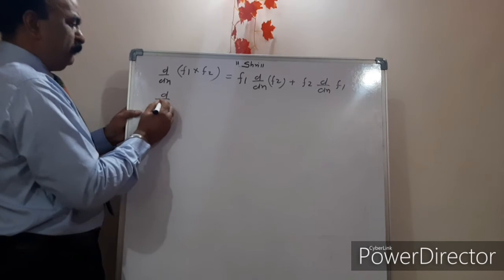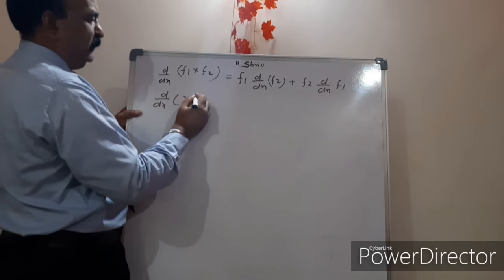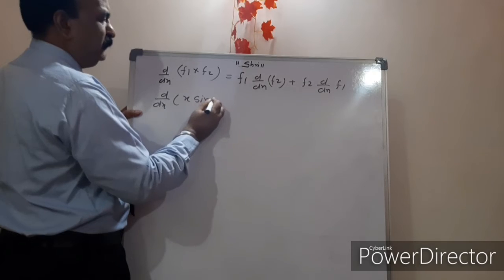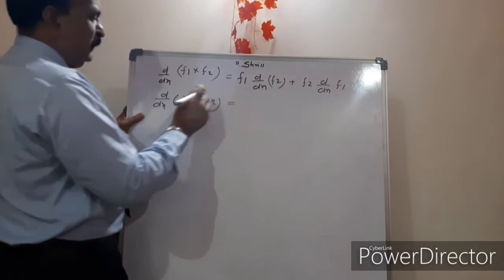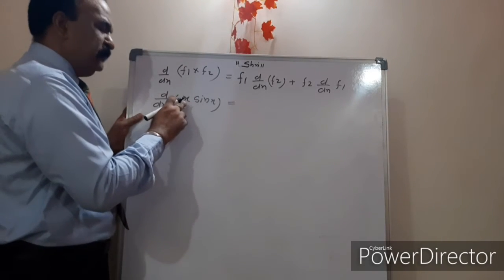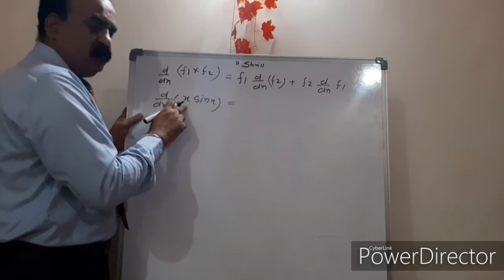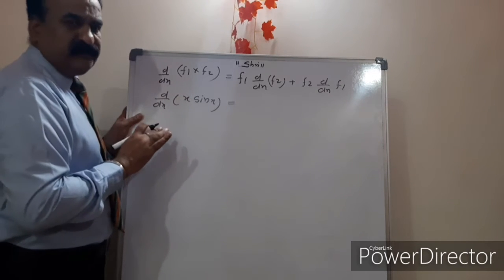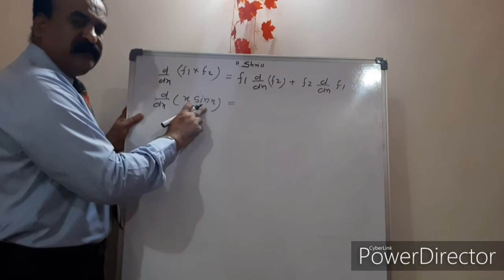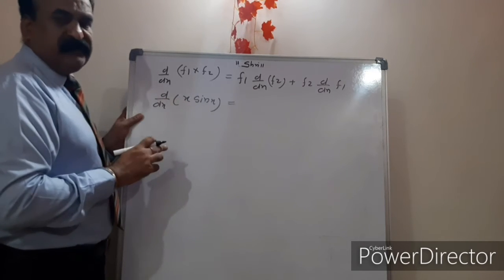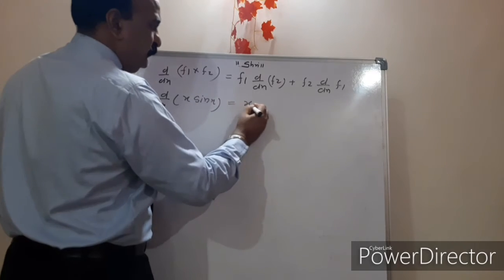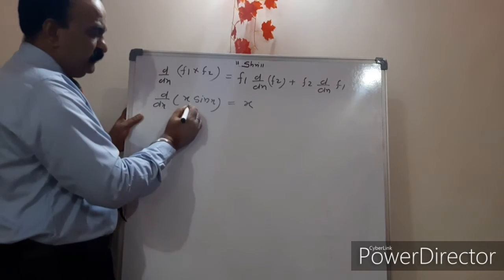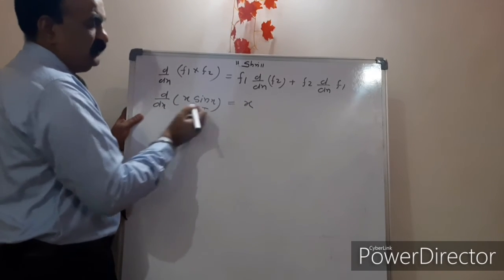d/dx of x sin x. You can consider the first function to be x. If you consider the first function is x, automatically the second function will be sin x. If you take sin x as the first function, x will be the second function. Now I am taking the first function as x and the second function as sin x.